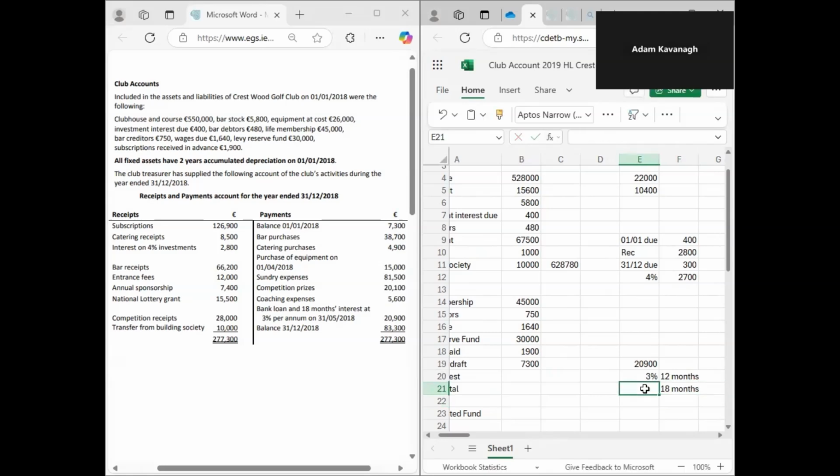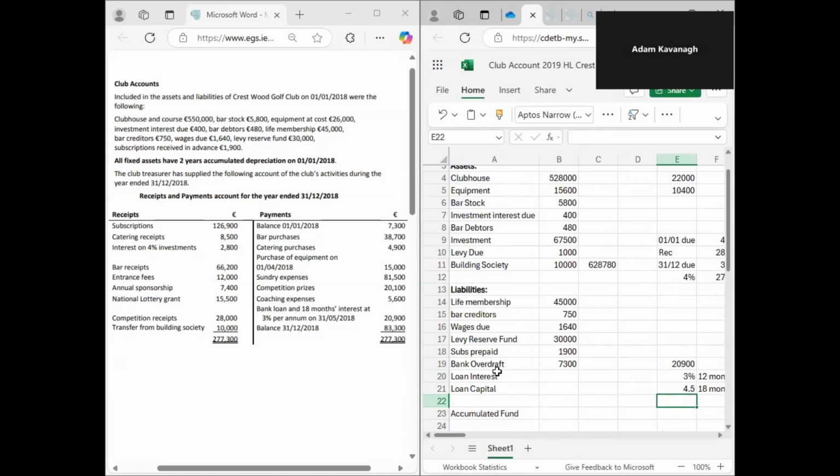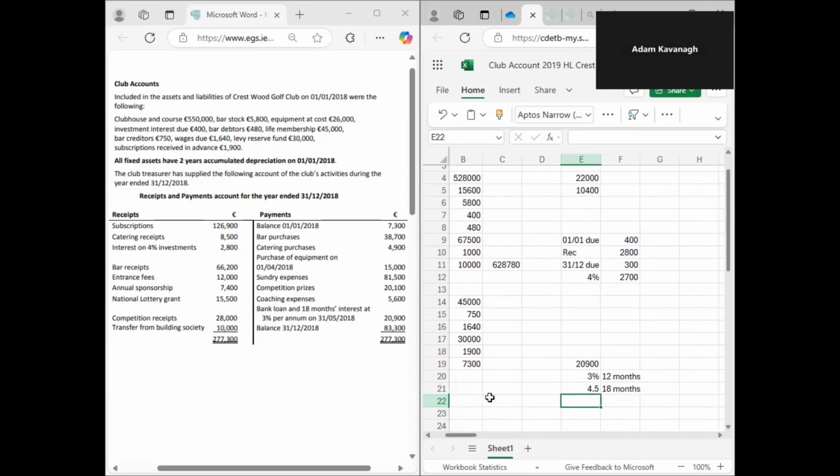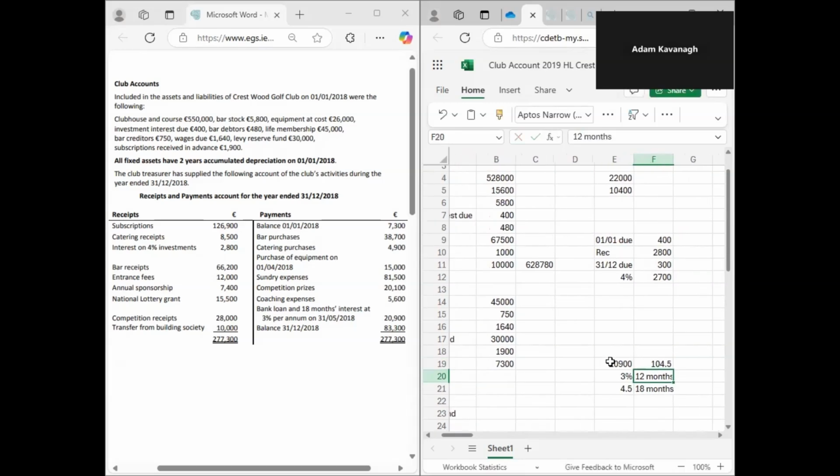So what interest rate is that? To figure it out, you might be able to do it in your head, but if not, 3 divided by 12 to figure out what 1 month is, and then you multiply it by the number of months we had the loan for, 18. That gives you 4.5, so that's 4.5%. Now we split the loan between the interest amount and the capital amount. So 20,900 is loan plus interest. What is just the loan amount? That total there, 20,900, is 104.5%.